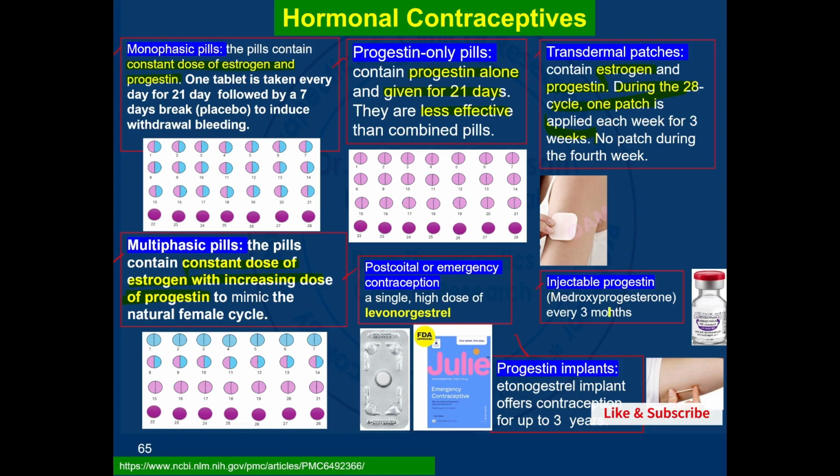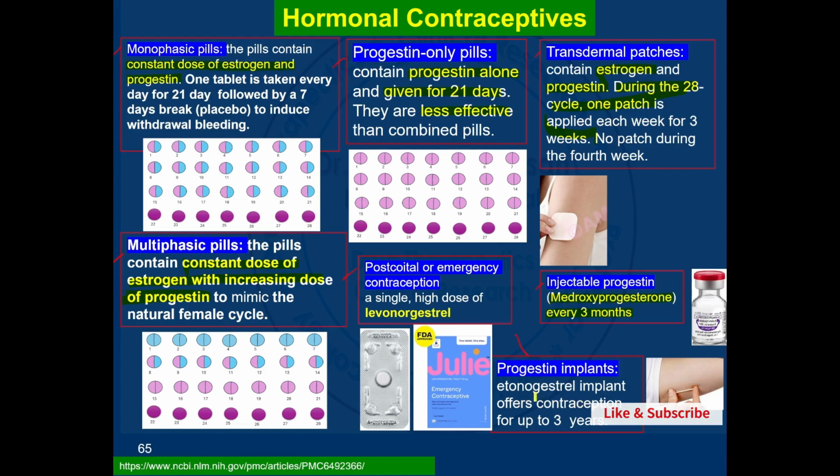Injectable progestin, we have medroxyprogesterone. You can see the pharmaceutical form, injectable progestin, provides contraception for 3 months. This may provide efficacy of hormonal contraception for 3 months, and will enhance the compliance of the patient, because we need only one injection every 3 months.